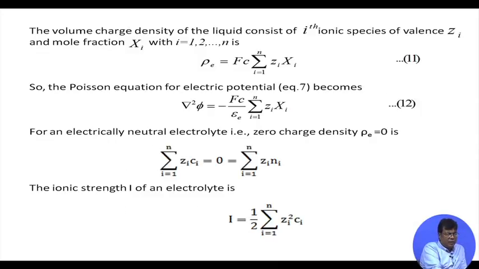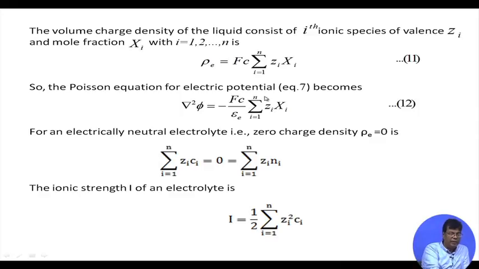Now, charge density is governed by this relation. So, each of these ionic species is creating a charge which is equal to F C i z i, where F is the Faraday constant, C i is the molar concentration and z i is the valence, whether it is positive or negative. So, this summation is giving the charge density per unit volume of the ionized fluid.